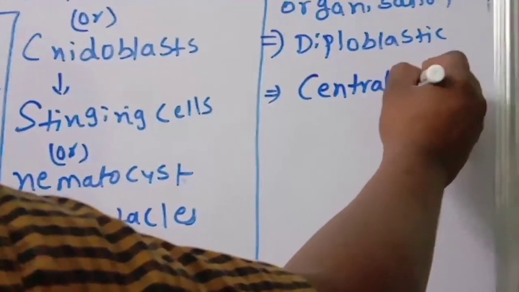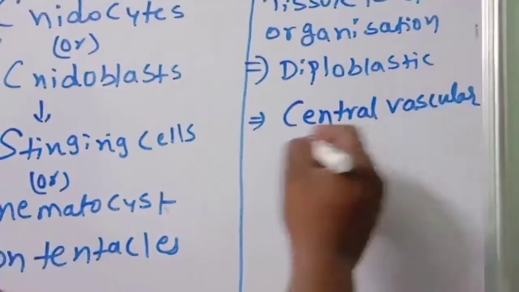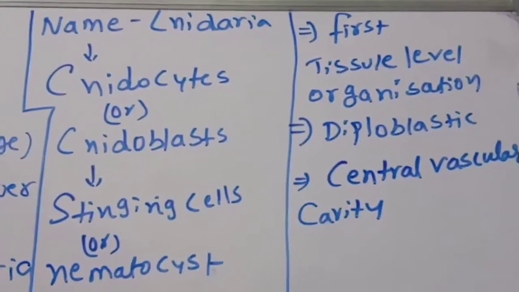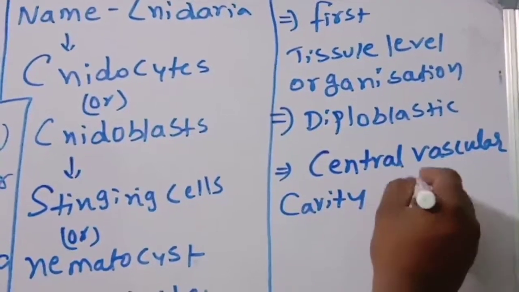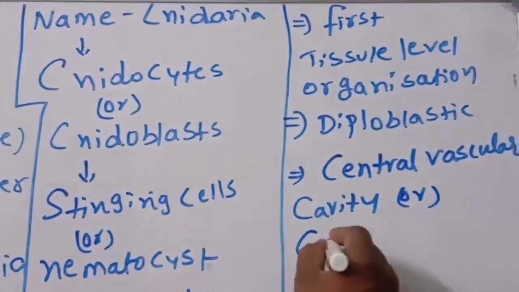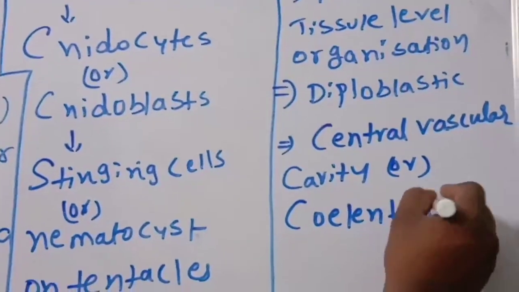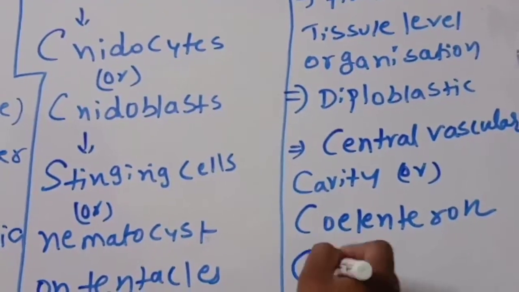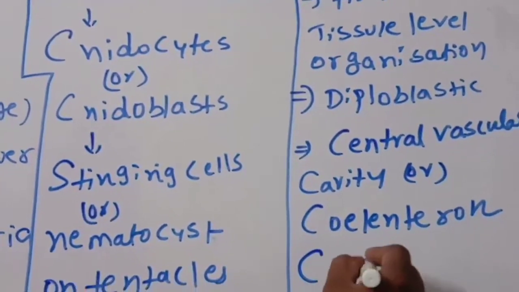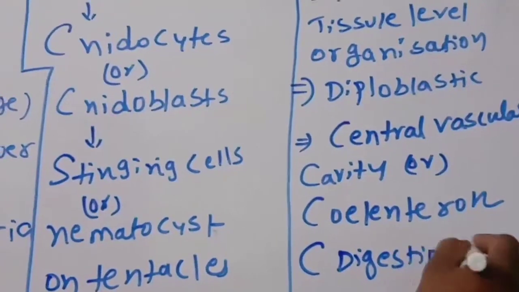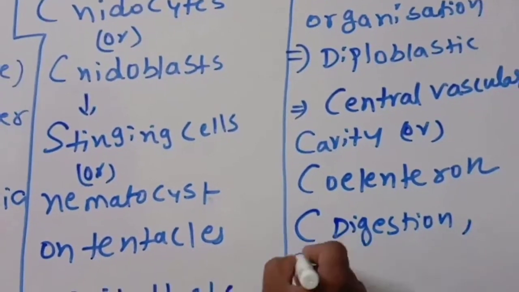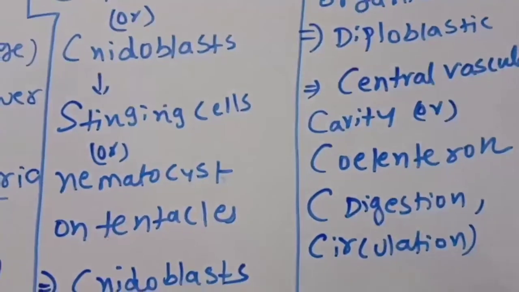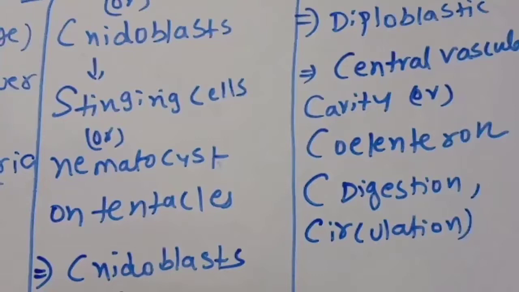Central vesicular cavity is present. Another name for the central vesicular cavity is coelenteron. What is the use of this one? It is useful for digestion and also helpful for circulation. Digestion and circulation functions they can perform.